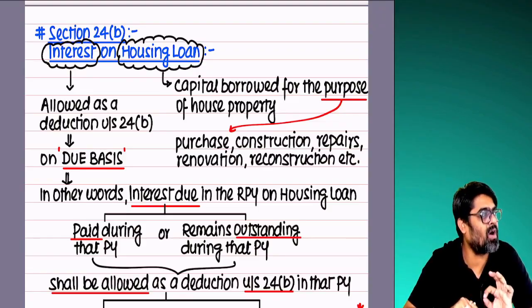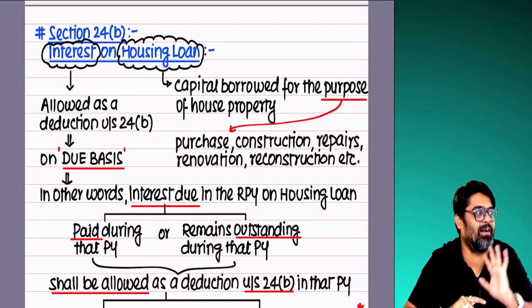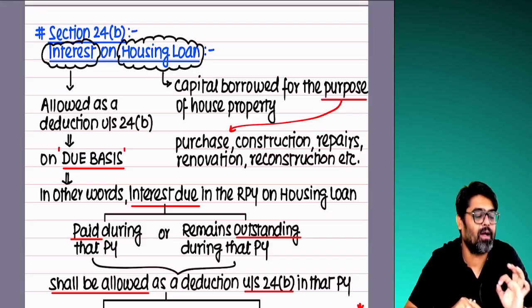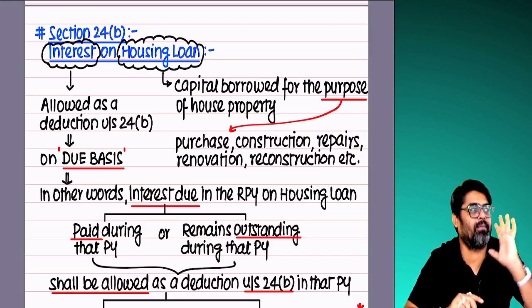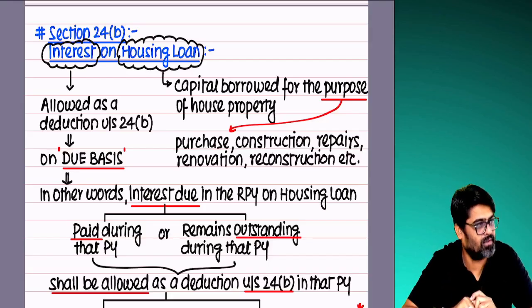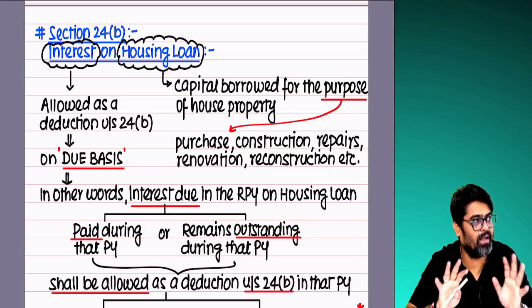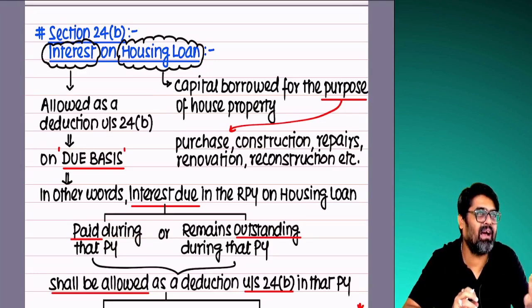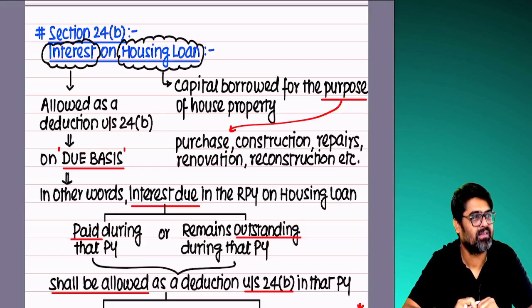GTI means gross total income. What will you call it? Gross total income. You know how to calculate gross total income? No, I have not explained. You will calculate income under 5 heads, add them, clubbing, set off, then there will be a total, that is GTI.